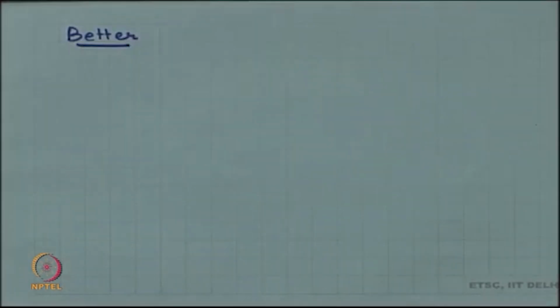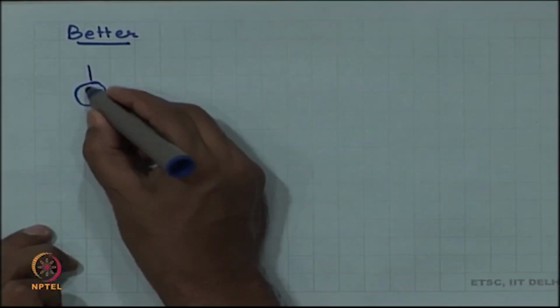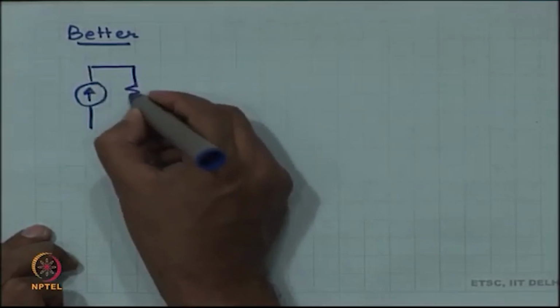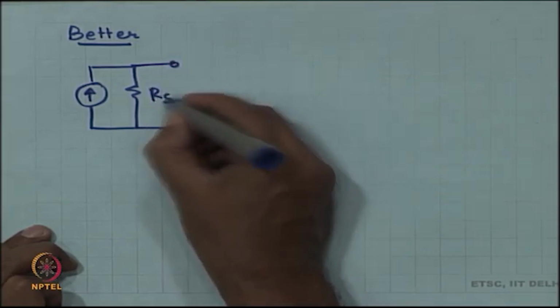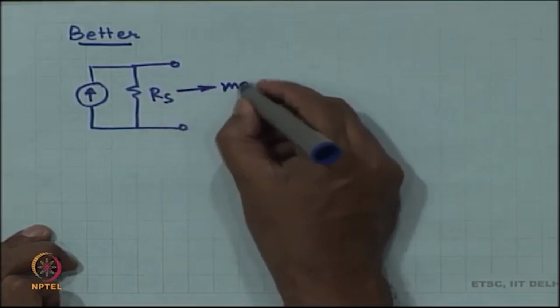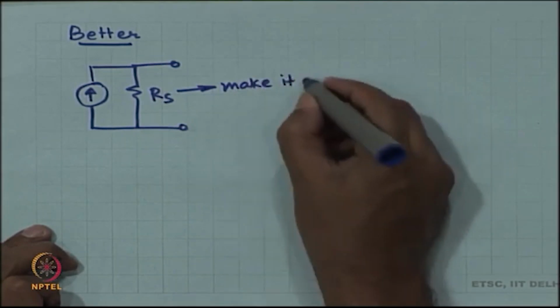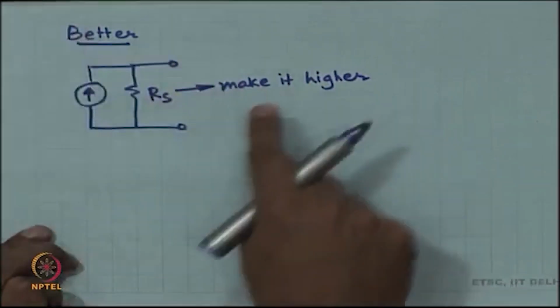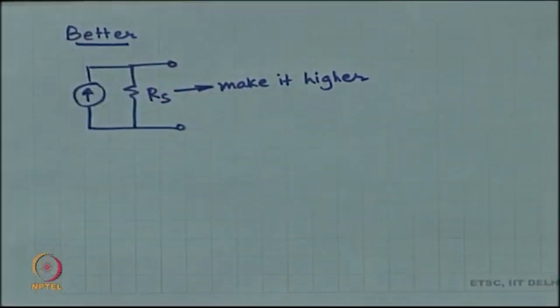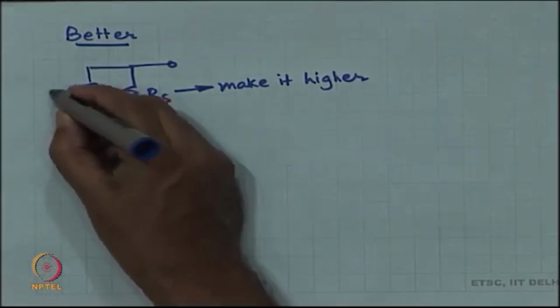So, if I want to make a better current source, I have to improve upon the value of the source impedance, right. The model of the current source is like this. If I want to make the current source better, then RS has to be made higher in value for the same value of current.